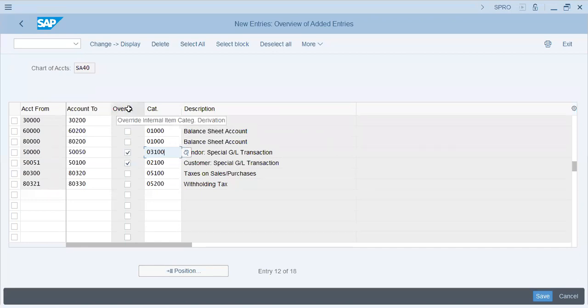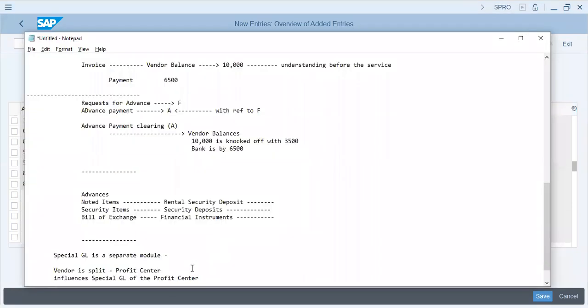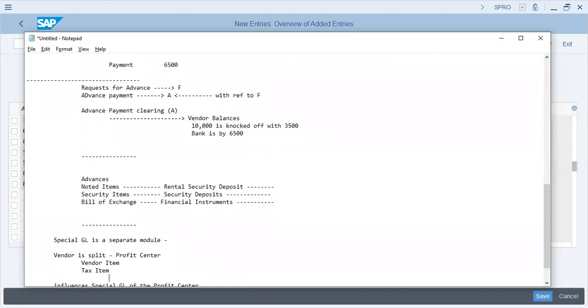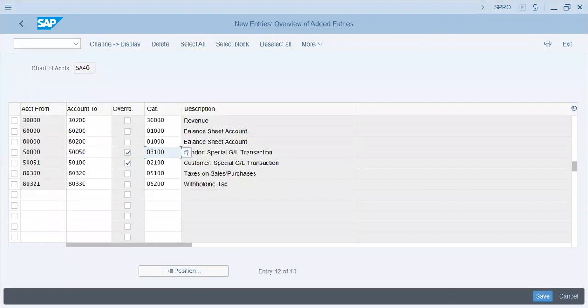Internal, क्या कह रहे हैं यहाँ पे? Override internal item category derivation. Internal item means special GL, because special GL is just an auxiliary intermediary entry that is handled by special GL. But primarily 3-4 items are split by document splitting, which is vendor item, tax item, withholding tax item. Okay, we'll see that. Let's save this.